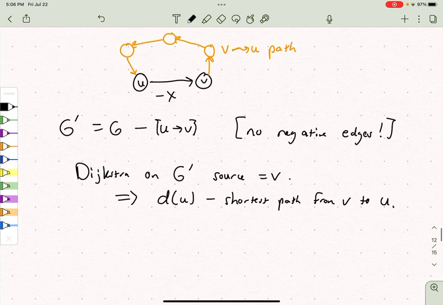Okay, cool. So now that we have that, what's the length of the smallest cycle that uses the edge? Well, that's just going to be D of U plus U to V. This is the shortest cycle.